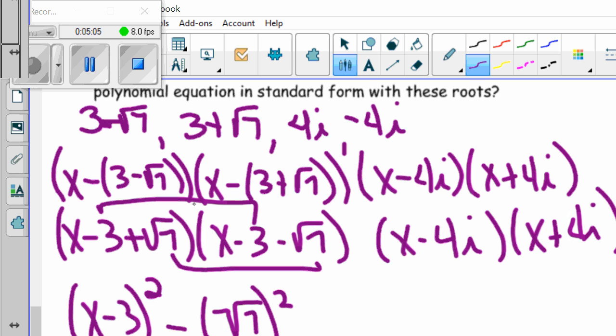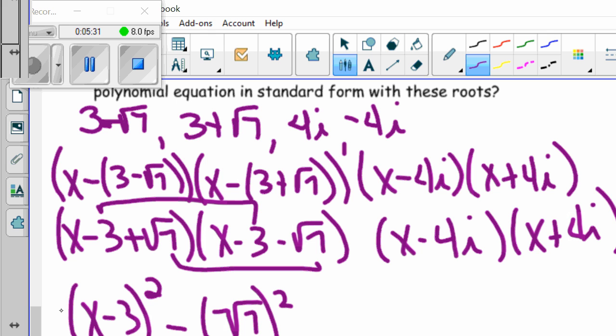If I work this part out, again, x squared, multiply x to negative 3, I get negative 3x, double it, I get negative 6x, square my 3, so plus 9, minus the square root of 7 squared is just 7. So this part right now, I have x squared minus 6x plus 2.